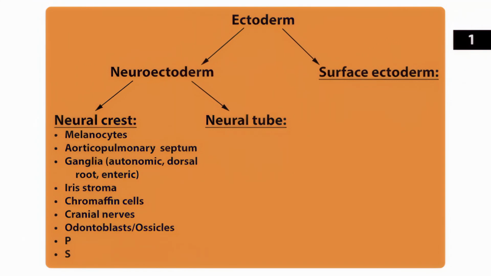The P is for the parafollicular cells of the thyroid, also called the C cells. These are the cells that secrete calcitonin. And then the S is for sclerae. You can also include Schwann cells here. So knowing all of these is a 3 or maybe a 4-star topic.